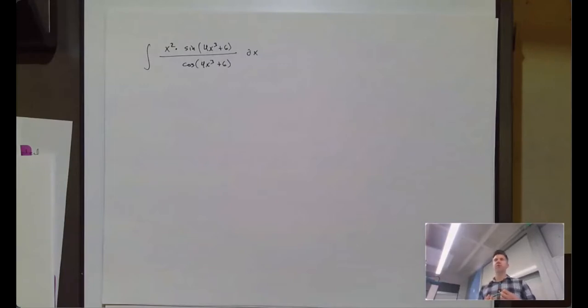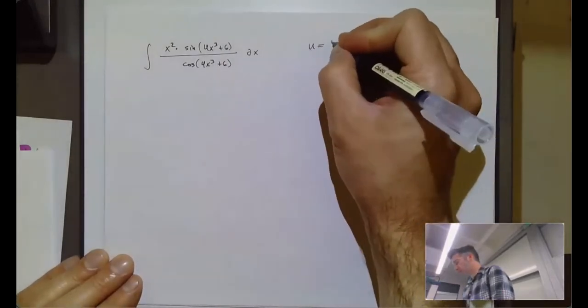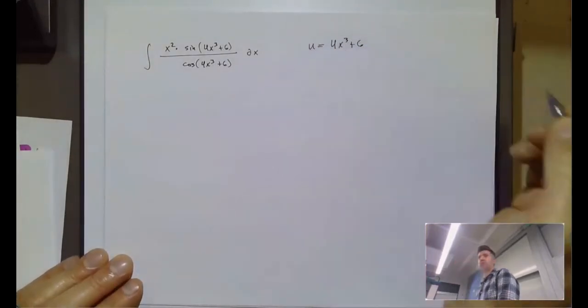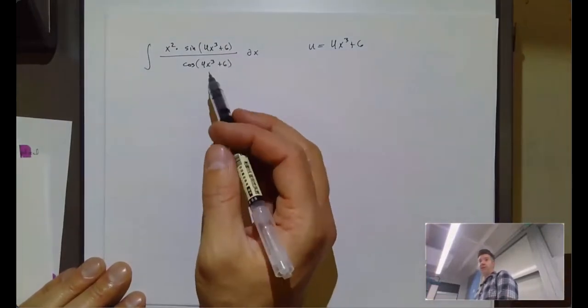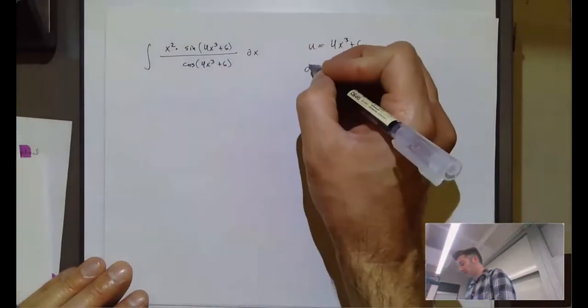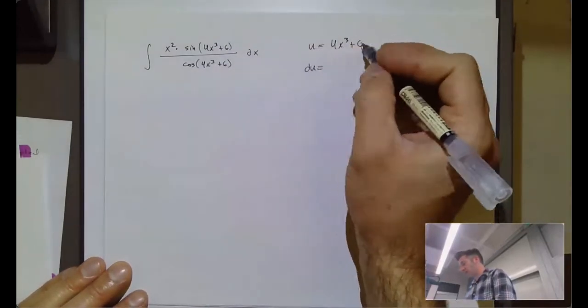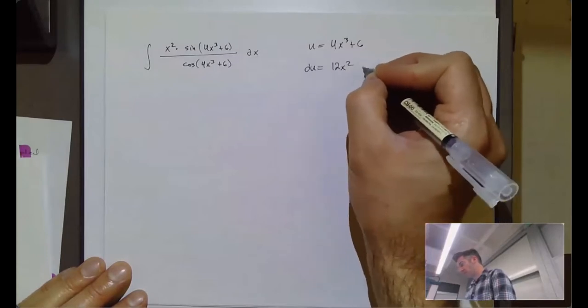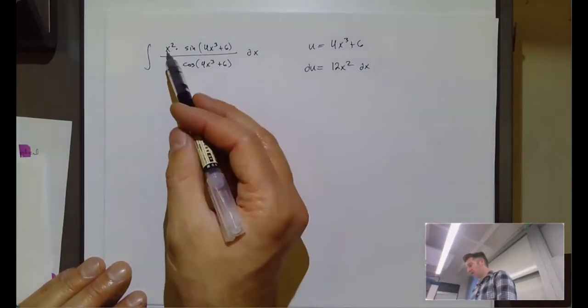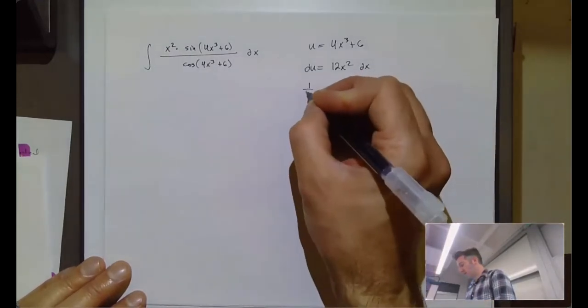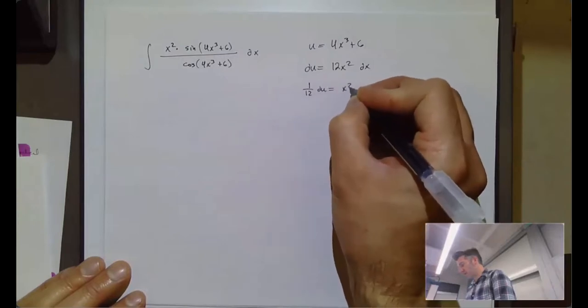So what could we choose for u? Well, let's go simple. We could probably choose 4x cubed plus 6. It's certainly valid. It's stuck inside a couple of different functions, and importantly, its derivative is there. The derivative of 4x cubed is 12x squared. Now, when I say the derivative is there, I really mean up to a constant multiple. So then I've got an x squared, I don't need the 12. So 1/12 du is equal to x squared dx.